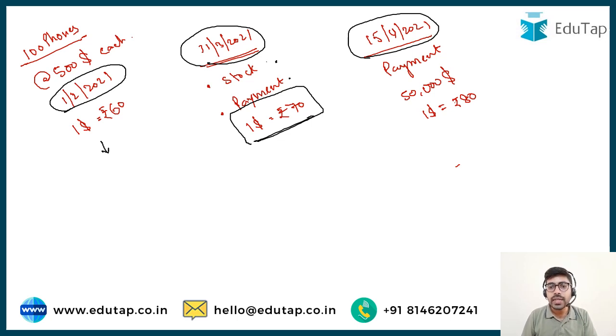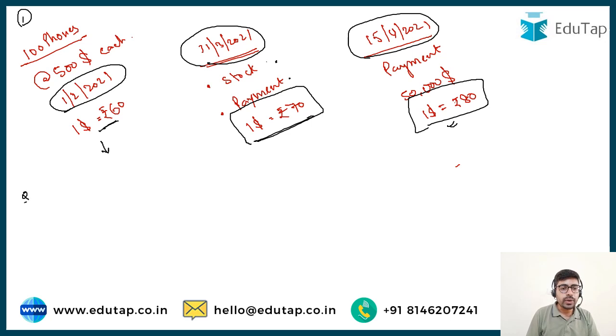Again, on 15th April 2021, I make this payment. And now I'm making this payment at $1 is equal to rupees 80. Earlier it was rupees 60, then 70. Now it is rupees 80. The dollar has again got more costly. So now how should I account for all these changes in exchange rate, in all the transactions that I am making?